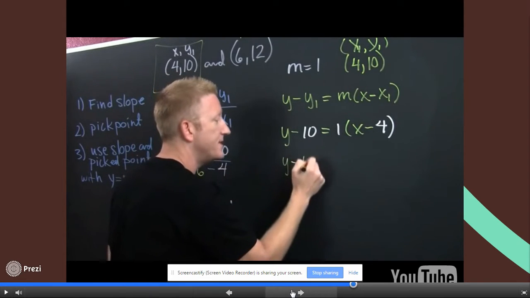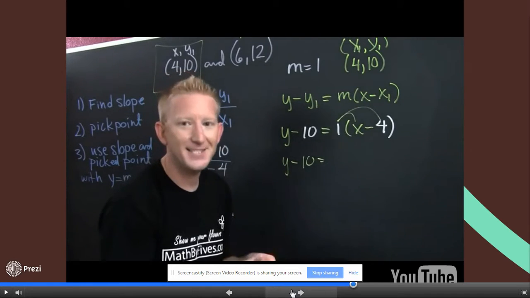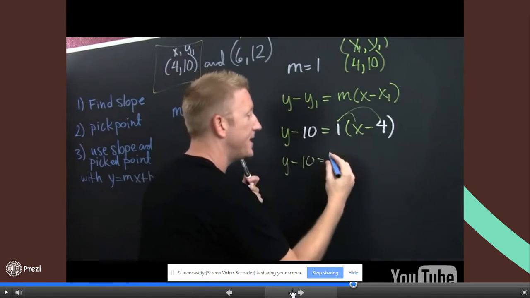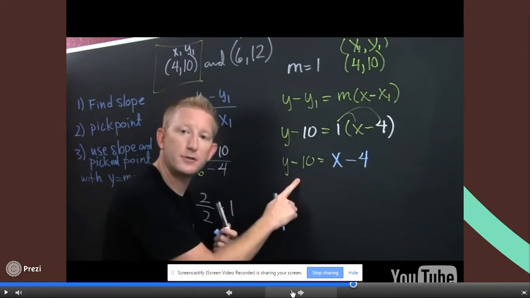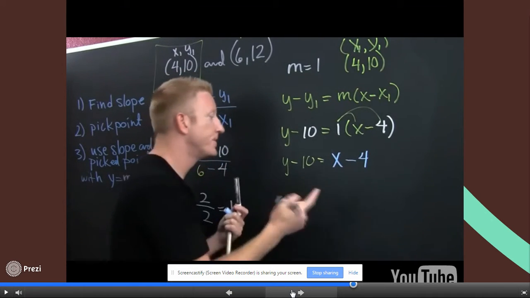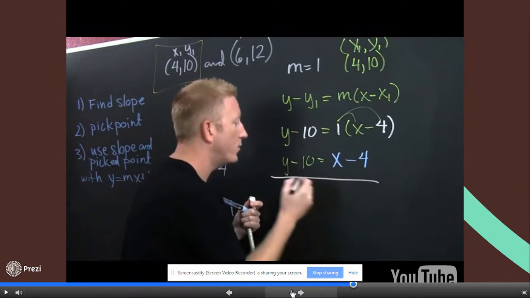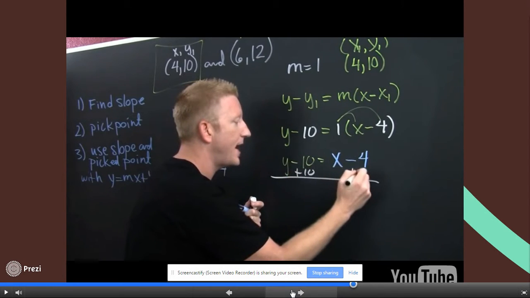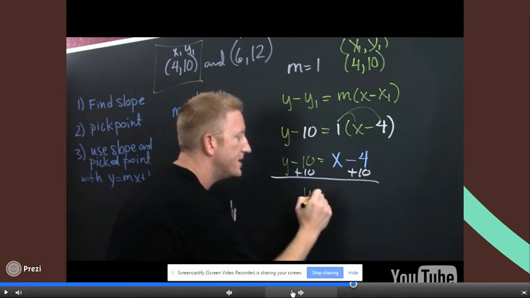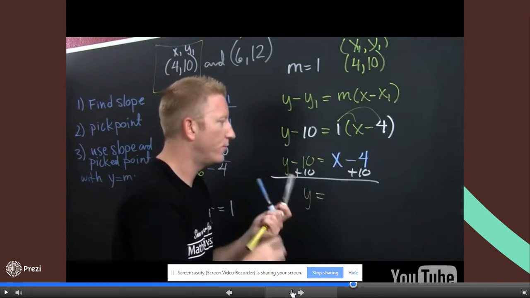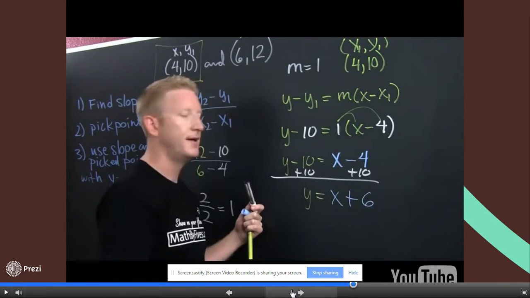So now I'm going to have y minus 10 equals, and multiplying by 1 doesn't change a thing, it's the identity property, x minus 4. Now let's put it in y equals mx plus b. In order to do that, we're going to add 10 to both sides. And we're going to find that y is equal to x plus 6.